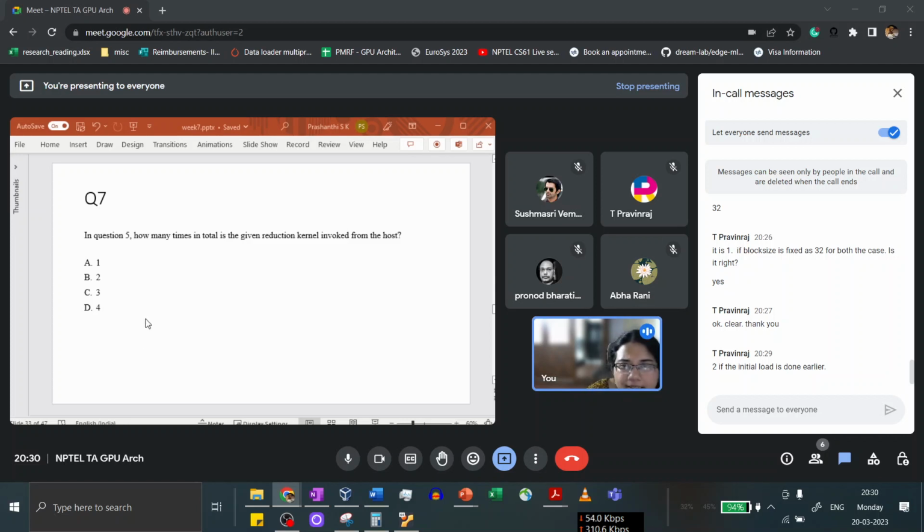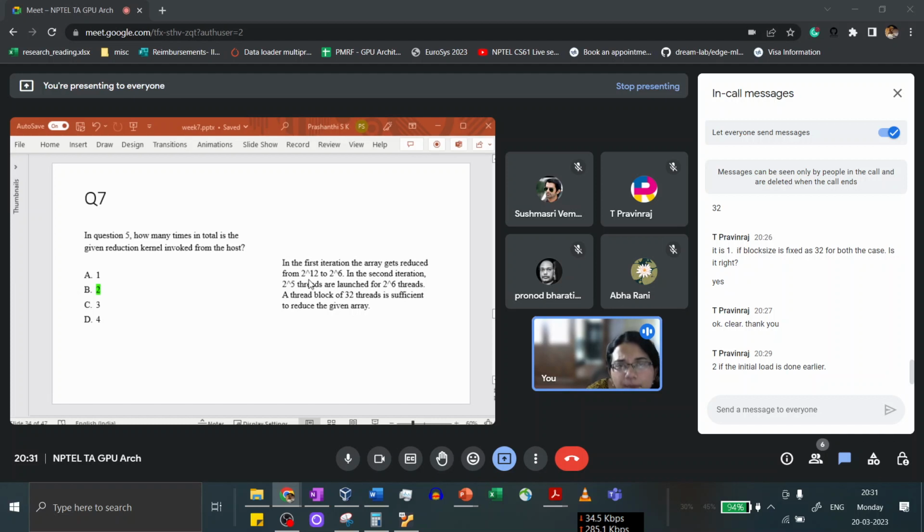Okay, let's take a look. It is 2. So remember again, in the first iteration we reduced from 2 power 12 to 2 power 6. And now that we have 2 power 6, we said we are going to launch 2 power 5 threads. And this thread block is sufficient to reduce that given array, right? So 2 iterations are sufficient in this case to reduce it to one element. Therefore, the answer is 2.